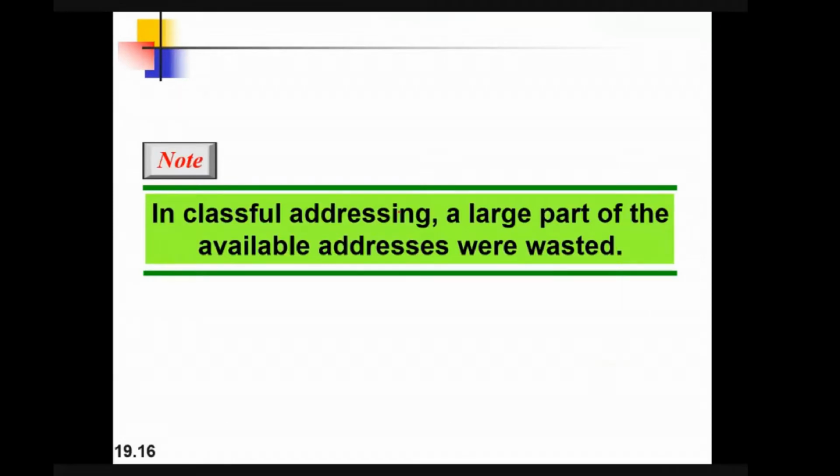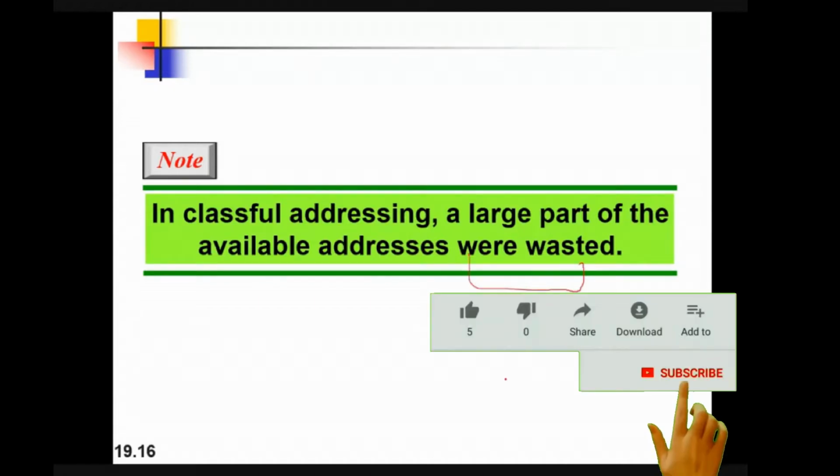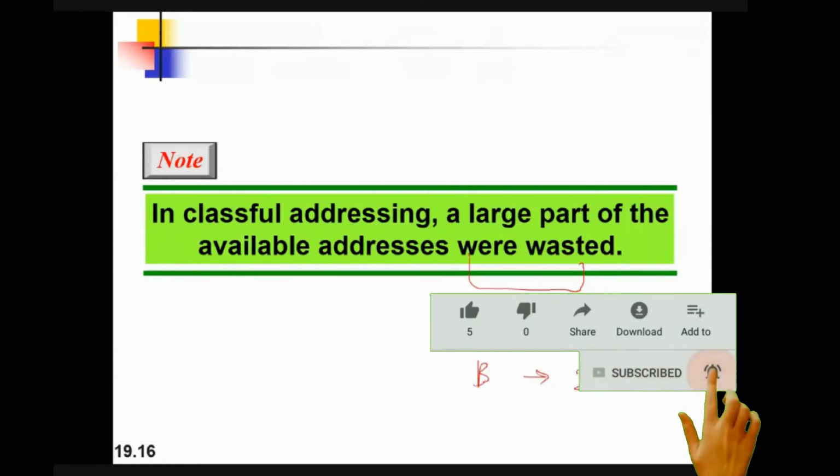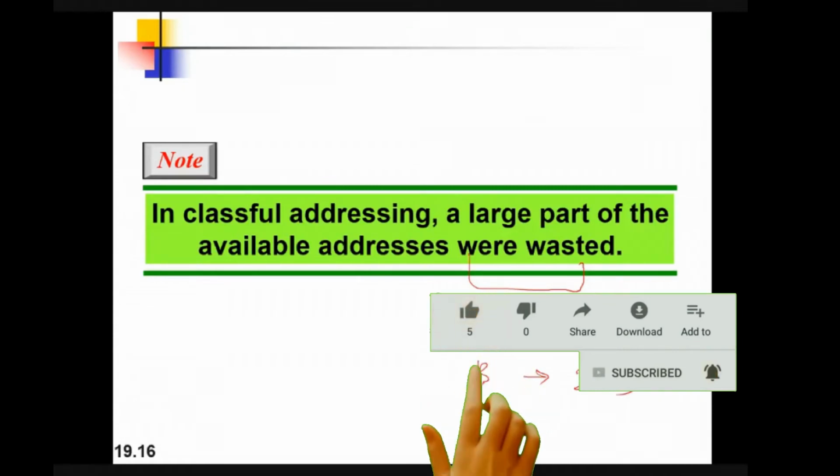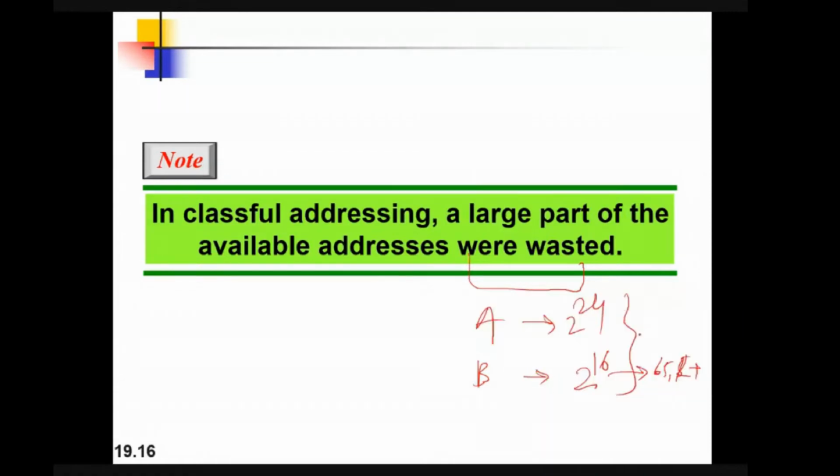So in classful addressing, a large part of the available addresses were wasted. As I have told, in class A there are 2 raised to 24 addresses, and in class B there are 2 raised to 16 addresses. These are very large. 2 raised to 16 is 65,000 plus, or 65K plus. And this is millions of addresses, 16 million plus.